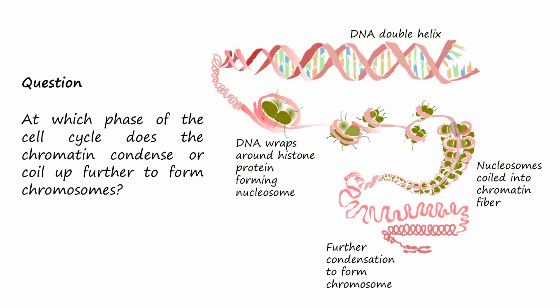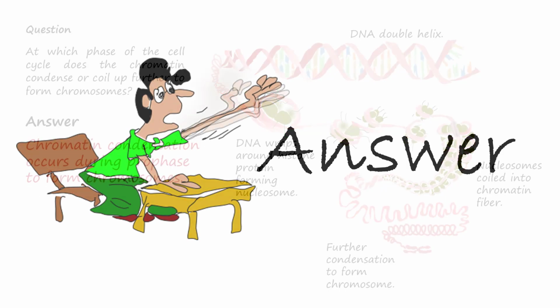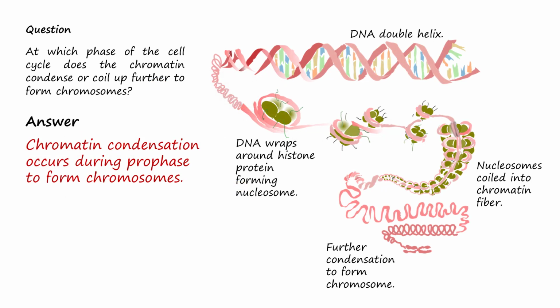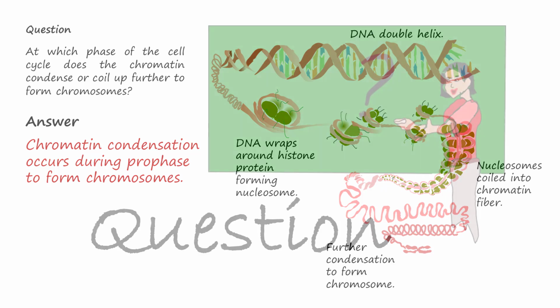Question. In interphase, the DNA that carries the hereditary information is coiled around proteins as nucleosomes and further coiled to form chromatin. At which cell cycle phase does the chromatin condense or coil up even further to form chromosomes? Answer. Chromatin condensation occurs during prophase to form chromosomes.